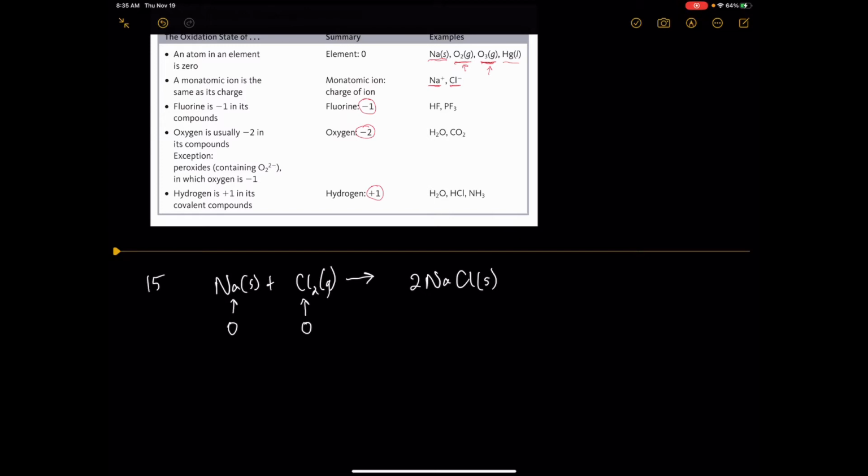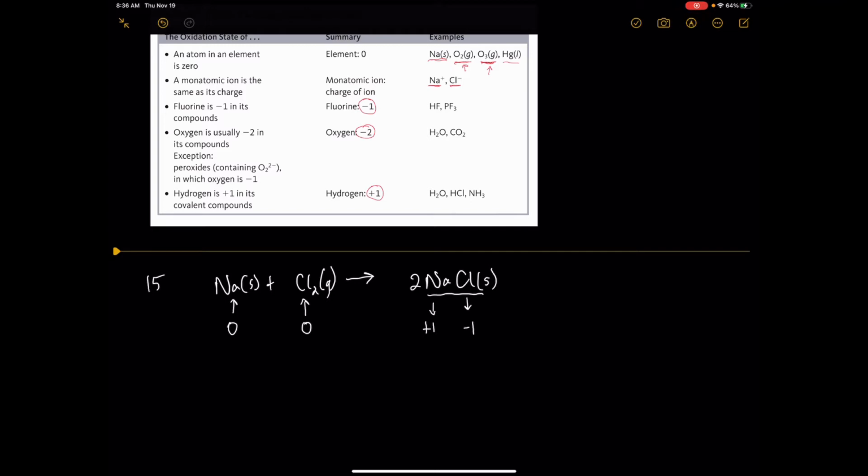Then they combine and create sodium chloride, which is an ionic compound, okay? And that means that whatever the ion charge is, that will be the oxidation state. So sodium has an ionic charge of +1, so its oxidation state is +1, and chloride has -1, okay?